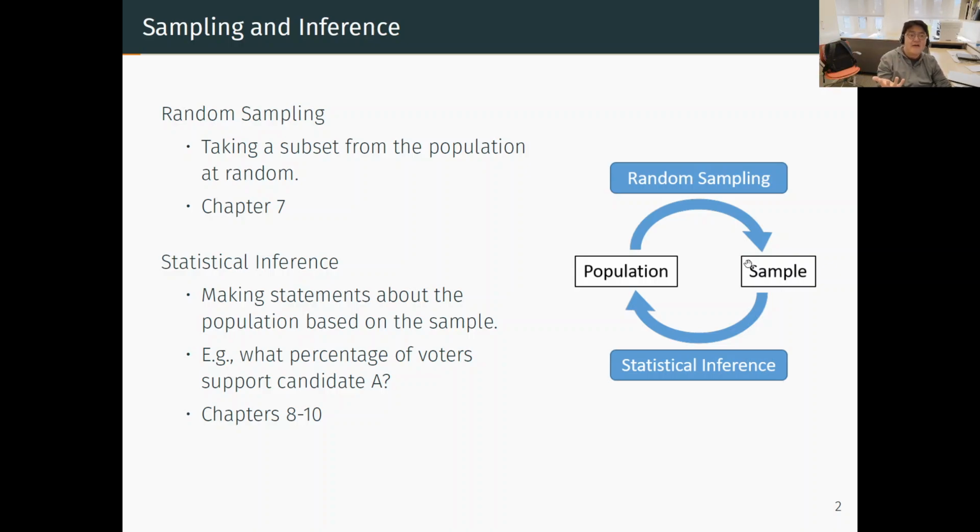If the dice is fair, or if this dice has any problem, what was the original distribution? So it is going the other way. That is statistical inference. So we are going to make statements about the population based on the sample. That's what statistics does, right? For example, what percentage of voters support candidate A, right?